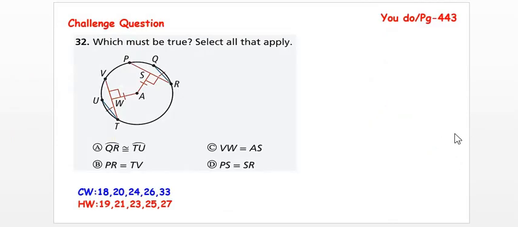Here is a challenge question for you. Better pause the video here and check which of the 4 options are correct. Maybe you have 2 correct, maybe you have all of them correct. So better check. Here are all the answers: the first, second and the 4th options, these 3 options are correct in this one.